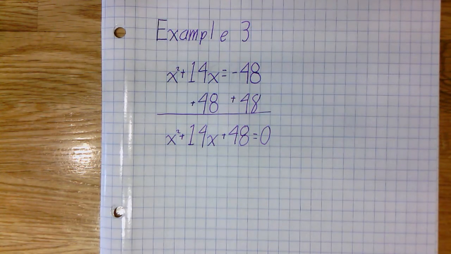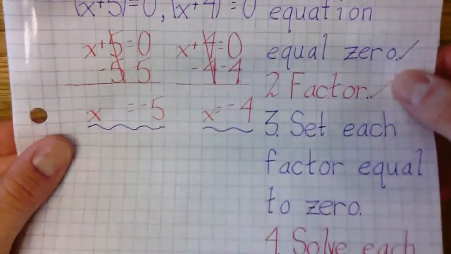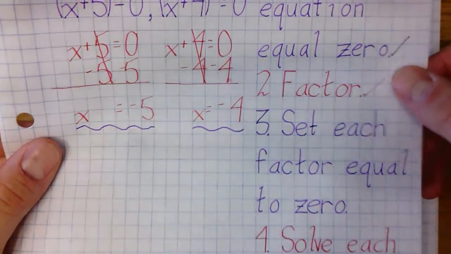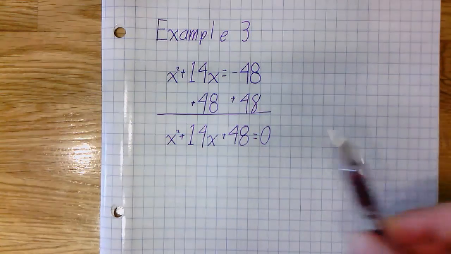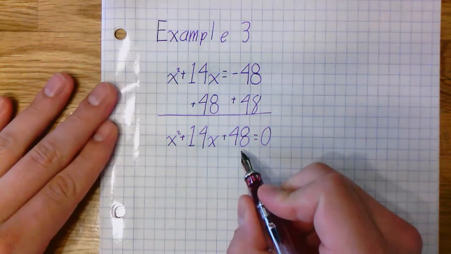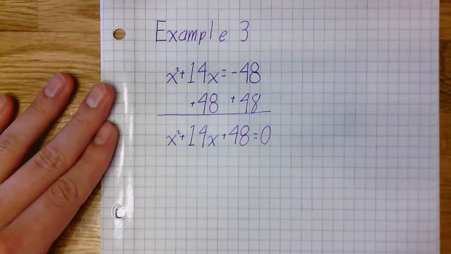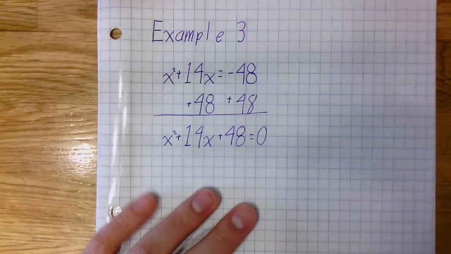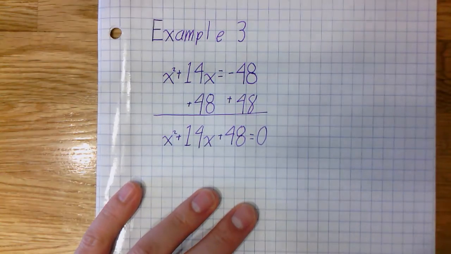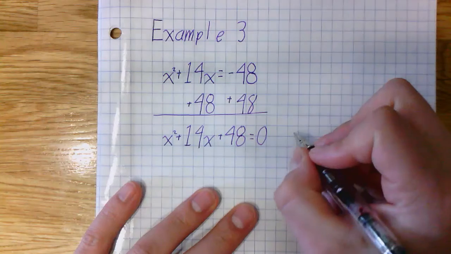Now I go back to our steps. Step 2, factor, right there. Okay. So now we're going to factor this thing. So we need two numbers that multiply to 48 and add up to 14. Let's see. What are the factors of 48? Here, actually, let me use the red one. I like the red one.